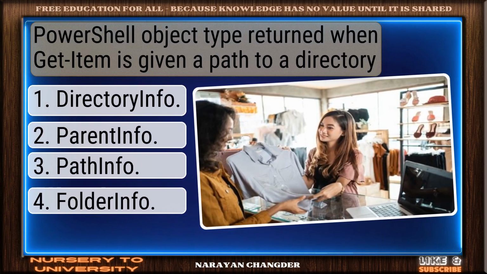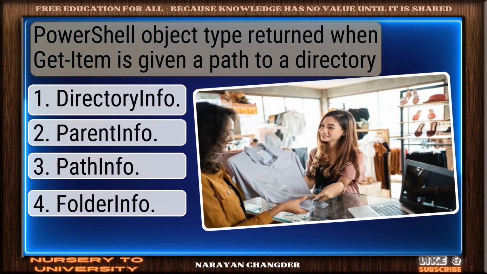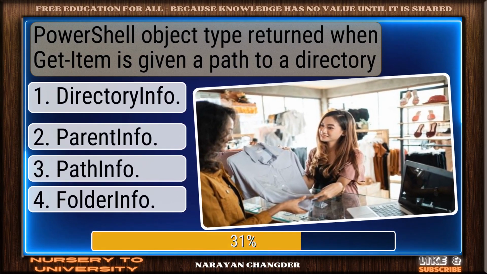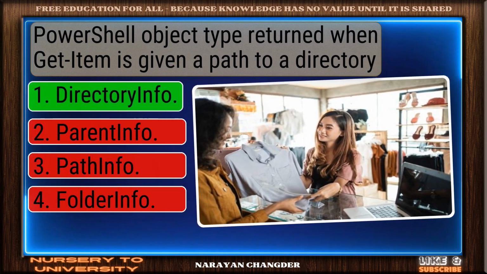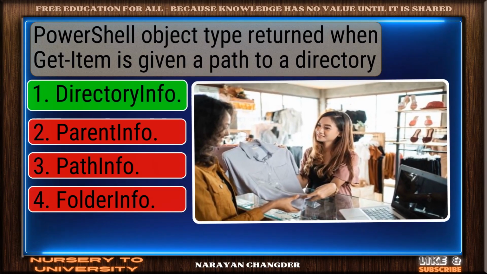Question number 23. What PowerShell object type is returned when Get-Item is given a path to a directory? Excellent choice. DirectoryInfo is the right answer.